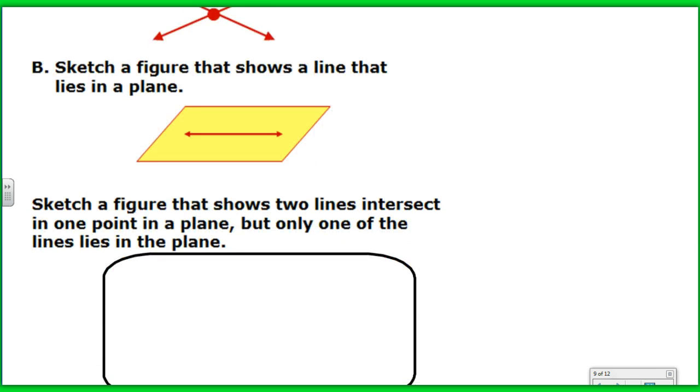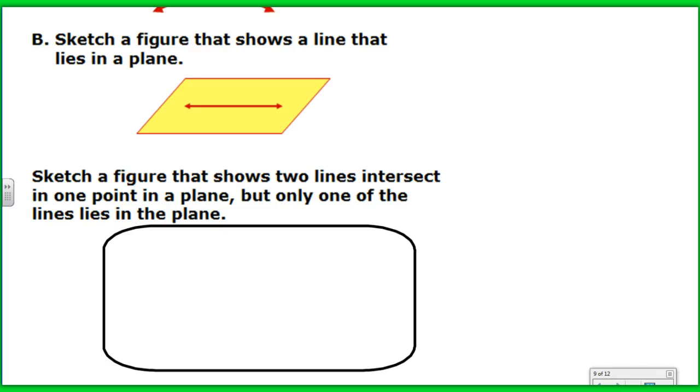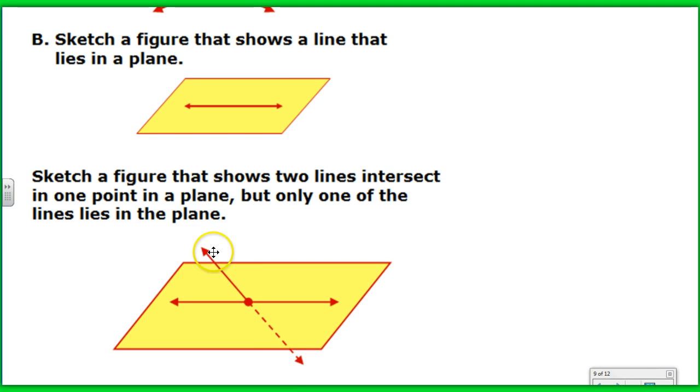And finally, sketch a figure that shows 2 lines intersect in 1 point in a plane, but only one of the lines lies in the plane. I think these are fun. We're showing a line that is not lying in the plane, and we see that the plane is hiding a part of the line back here, which is why you see the dashed piece of line, and then it's coming out down below, right? And then we have this line that lies on the plane, so it appears to be solid the whole way across.